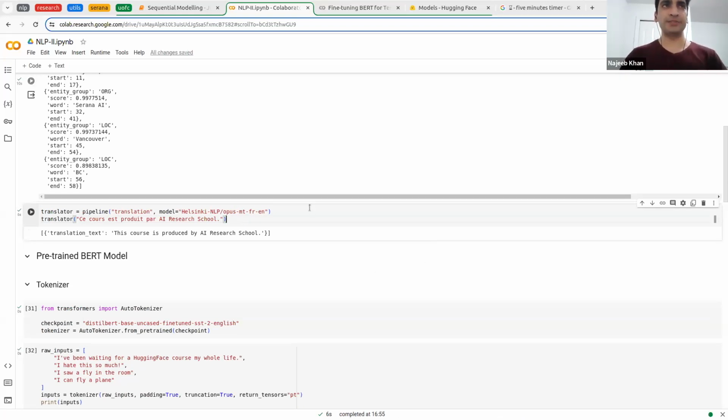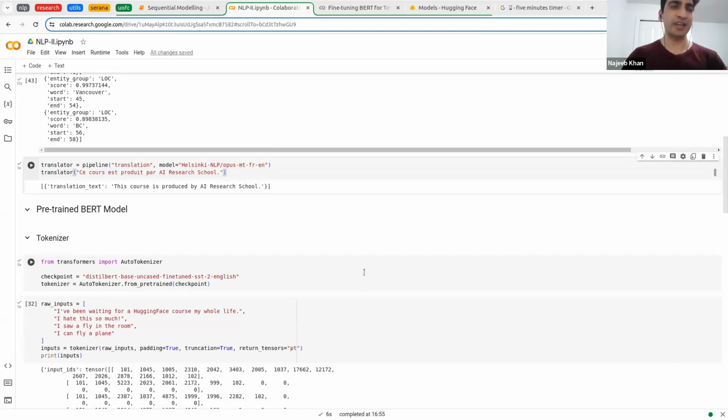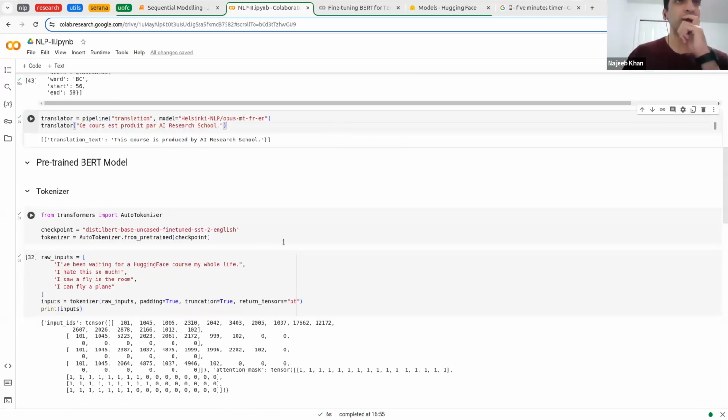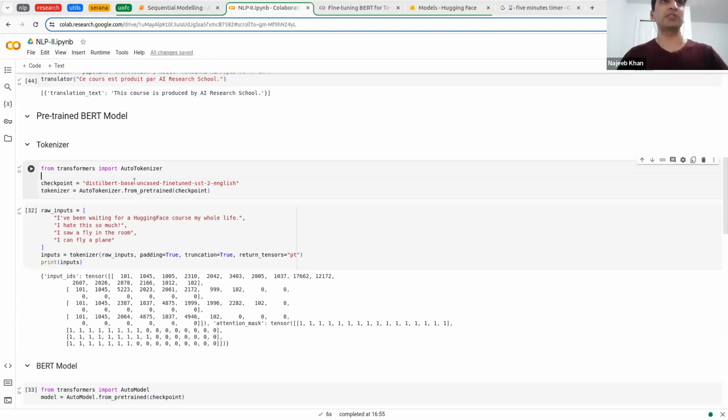So let's look a little deeper into what is inside the pipeline. We have been looking at the pipeline only. So here we are looking at the internals of the pipeline. The first thing it does is tokenization. Here we are reading a tokenizer from a pre-trained checkpoint. We provide a checkpoint, and then we load it from the pre-trained checkpoint. So this is our tokenizer.